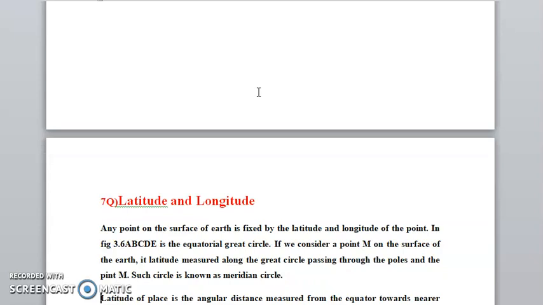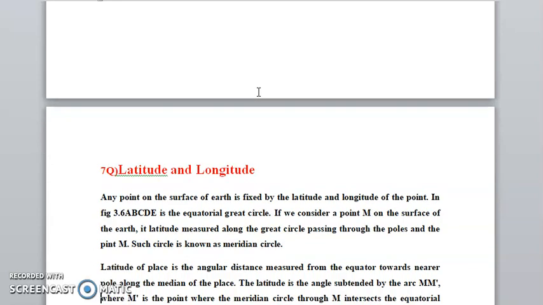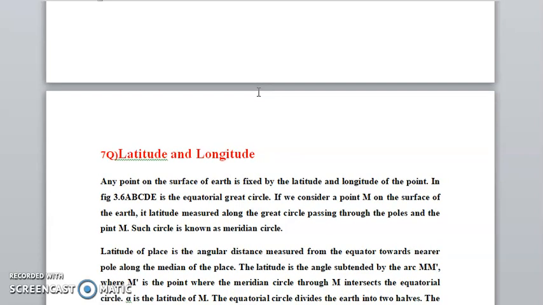Now we go to latitude and longitude, which is very important. Any point on the surface of the earth is fixed by the latitude and longitude of the point. In figure 3.6, ABCDE is the equatorial great circle. If we consider the point M on the surface of the Earth, its latitude is measured along the great circle passing through the pole and point M. Such a circle is known as a meridian circle.